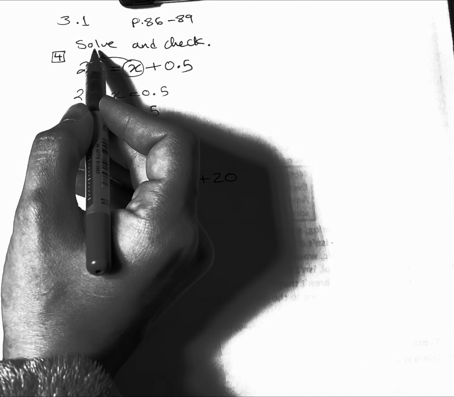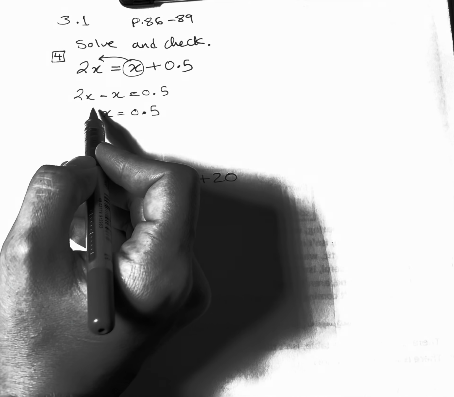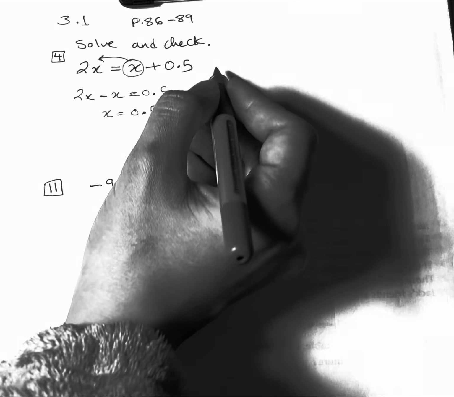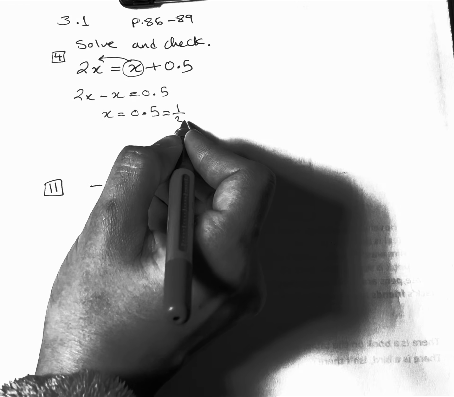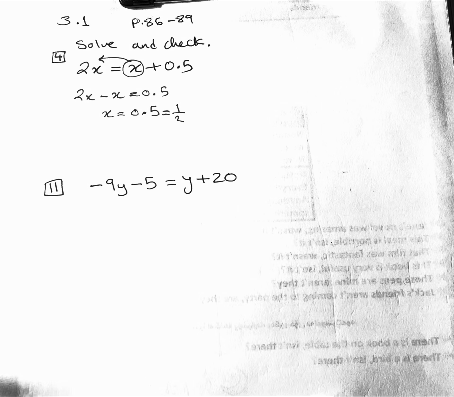The question asked me solve and check. I solved it, but I did not check it. What I'm going to do, I'm going to start checking. So 0.5 is the same thing as 1 over 2. It has the same answer.